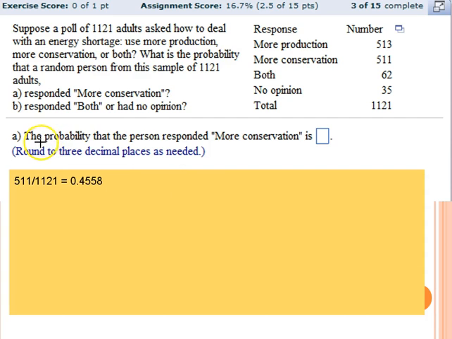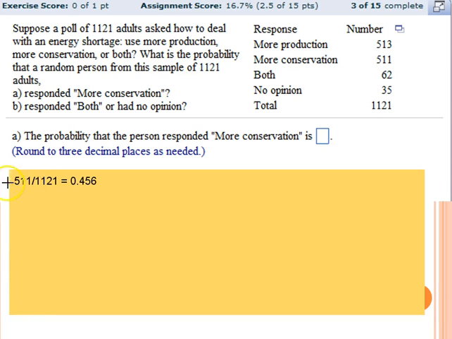So the first question asks, what's the probability that the randomly selected person responded more conservative? So there were 511 people that responded that way. So there were 511 possible outcomes to select one person that said more conservative out of the total number of people that responded, 1,121. And so we'll use those two numbers to calculate our probability, which is 0.4558. The problem wants us to round to 3 decimal places, and so I'm going to go ahead and do that and round up.